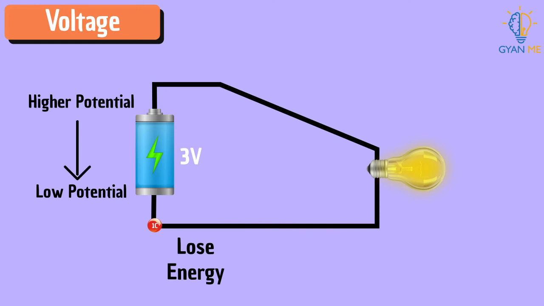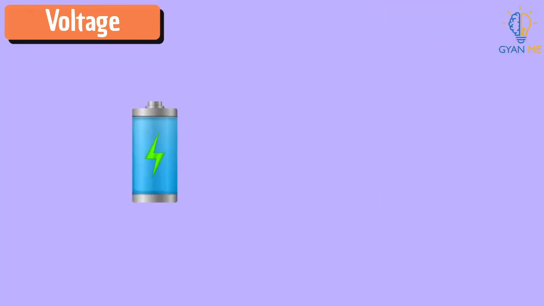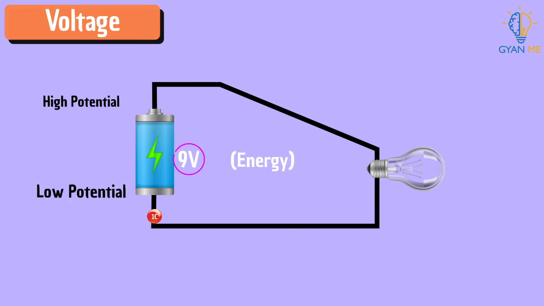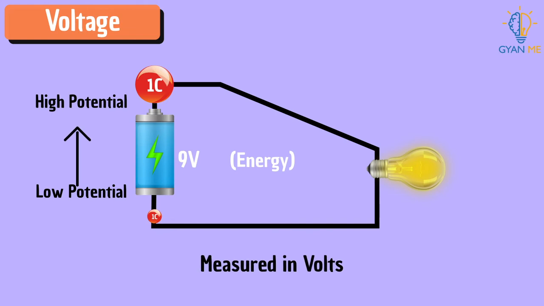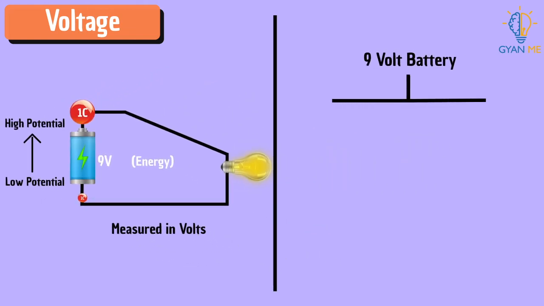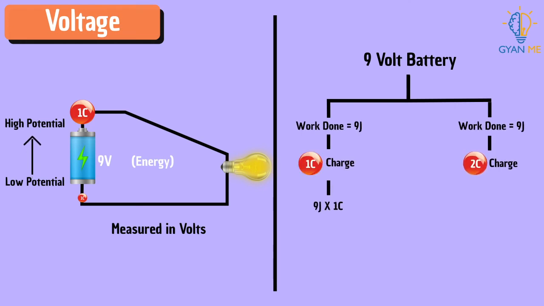In simple words, potential difference or voltage indicates how much energy a coulomb charge gains or loses in the conductor, and it is measured in volts. Accordingly, if there is a 9 volt battery, then 9 joule of energy is gained or lost by 1 coulomb charge. This also implies that if there were 2 coulomb charges, it would be 18 joule of energy utilized by them.